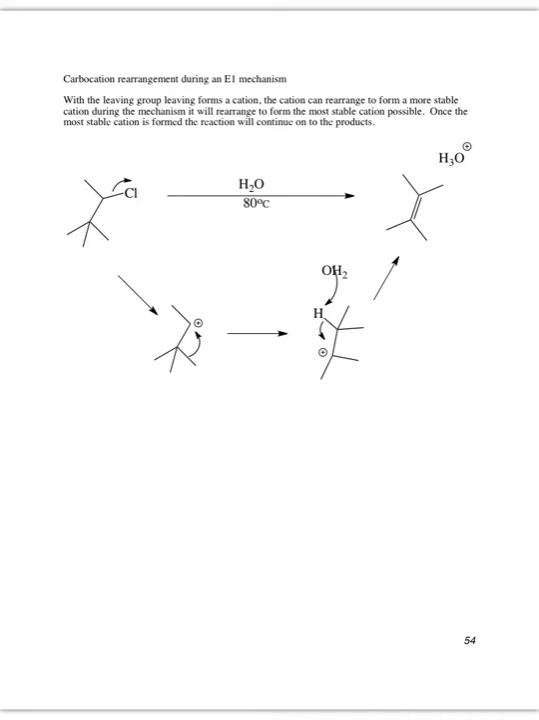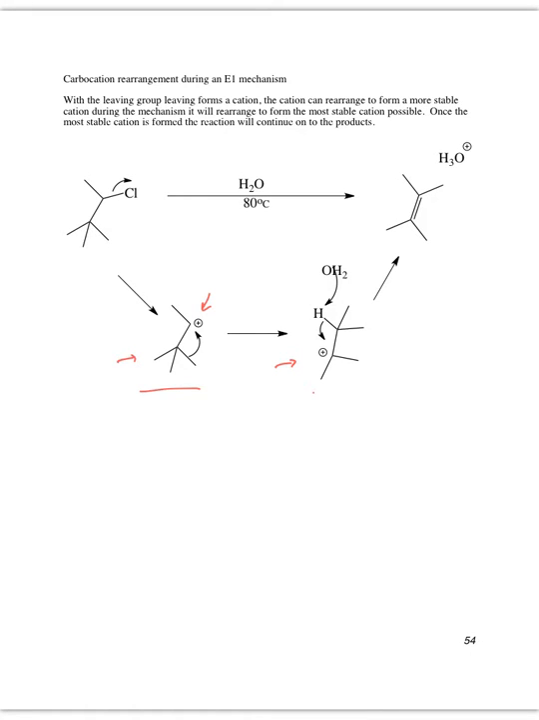Now, the next thing we have to be careful of is if the leaving group leaves, like in this example, forming the cation, if that cation is not the most stable cation that can form, the reaction will rearrange, because here we have a secondary cation, and here we have a carbon that's quaternary, that if one of the methyls migrates over, we would form a tertiary cation.